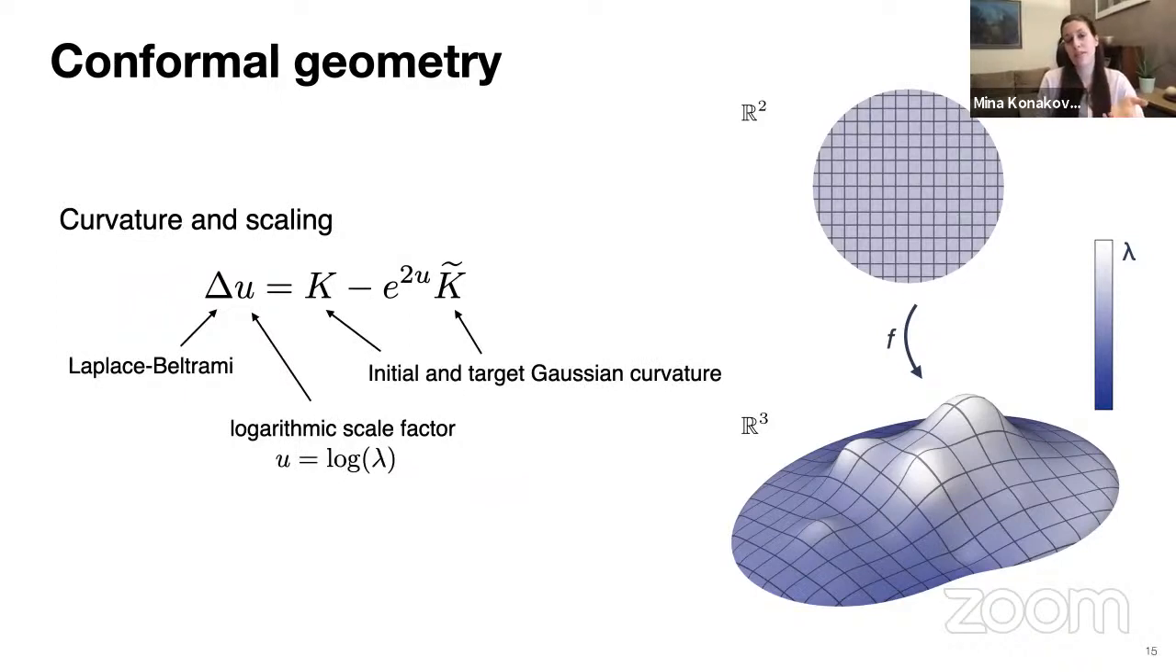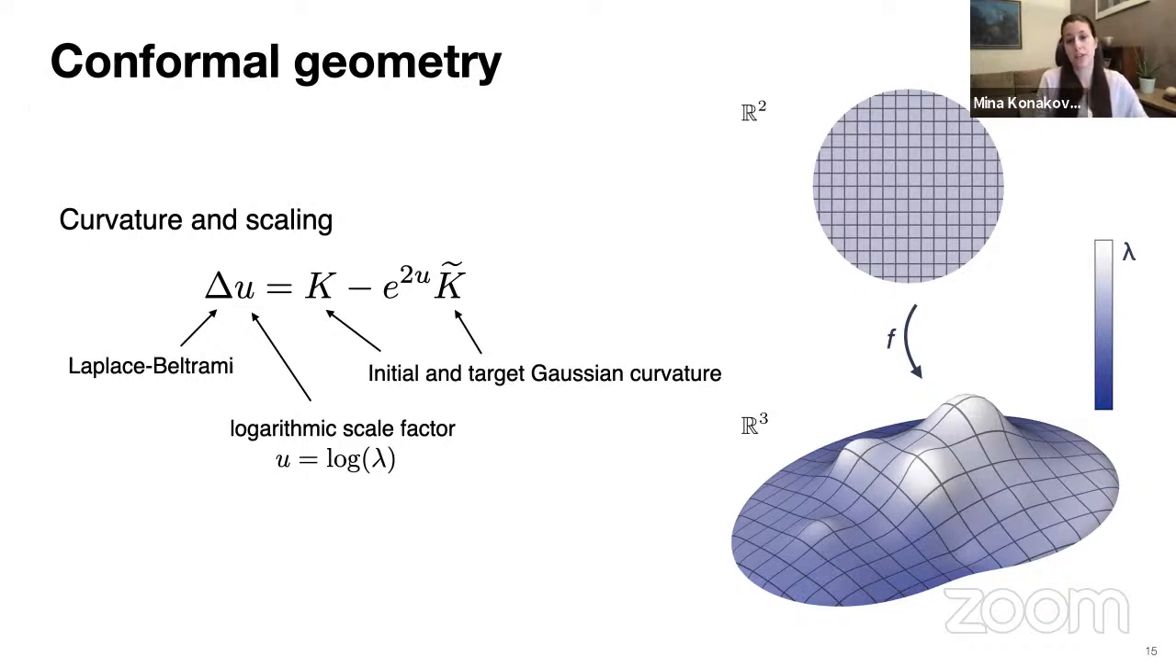Now, our goal is to establish a relationship between the local stretching of the material and the curvature of the surface we need to approximate. And for this, we can use the Yamabe equation that relates the local change in Gaussian curvature and the variation in conformal scale factor. And this essentially tells us how much variation in stretching we need to introduce into the material in order to achieve a certain curvature locally.